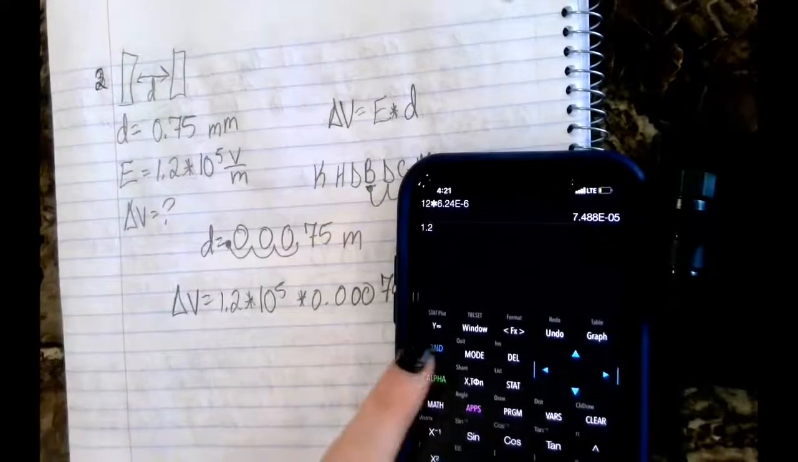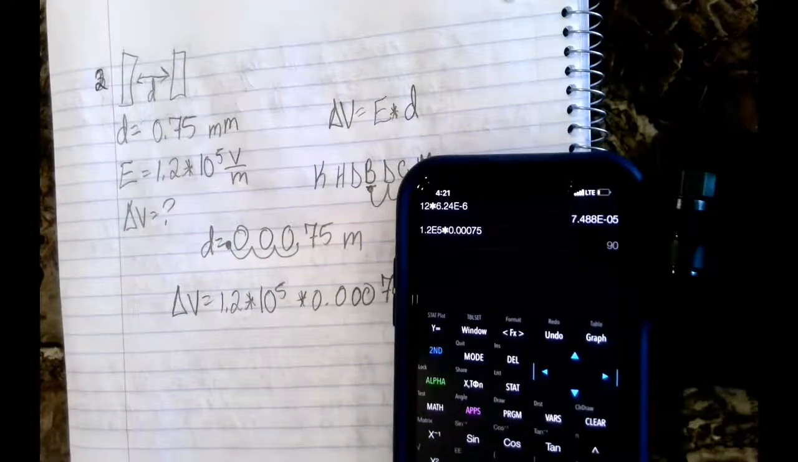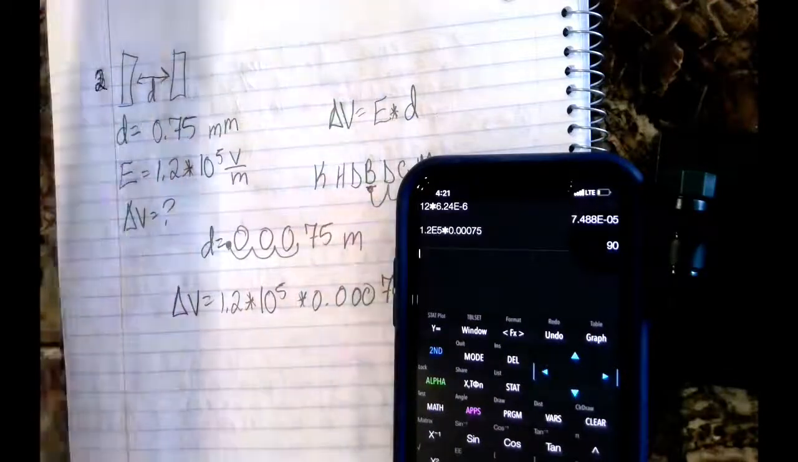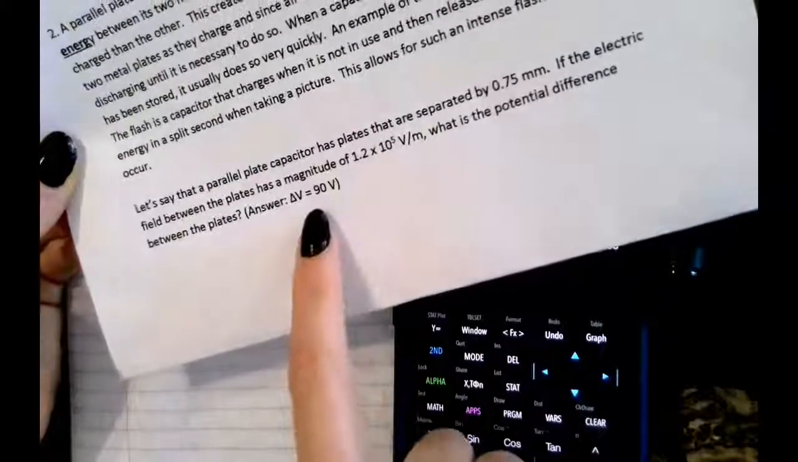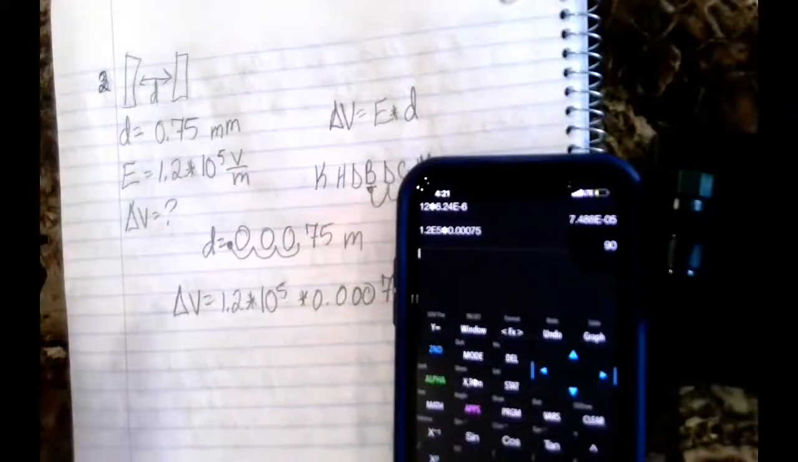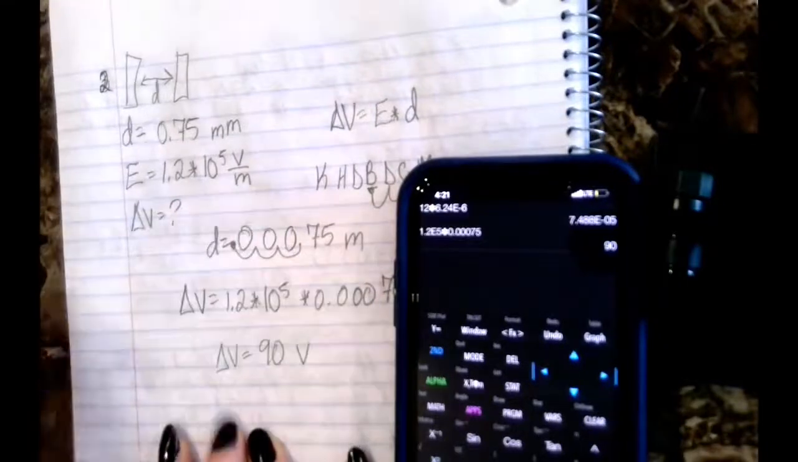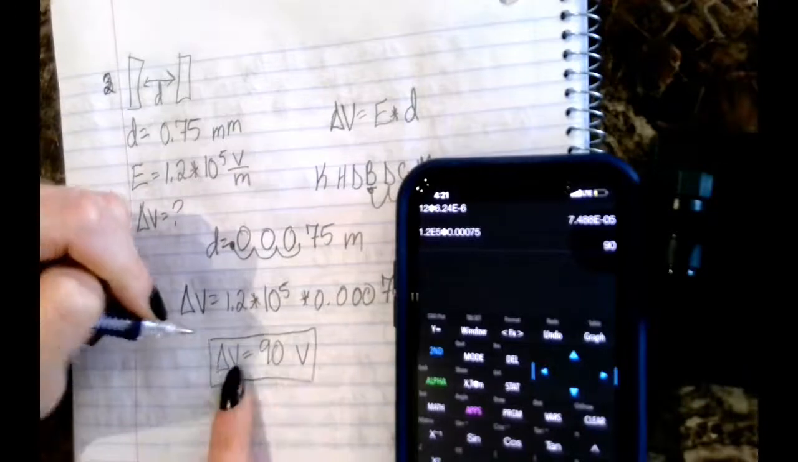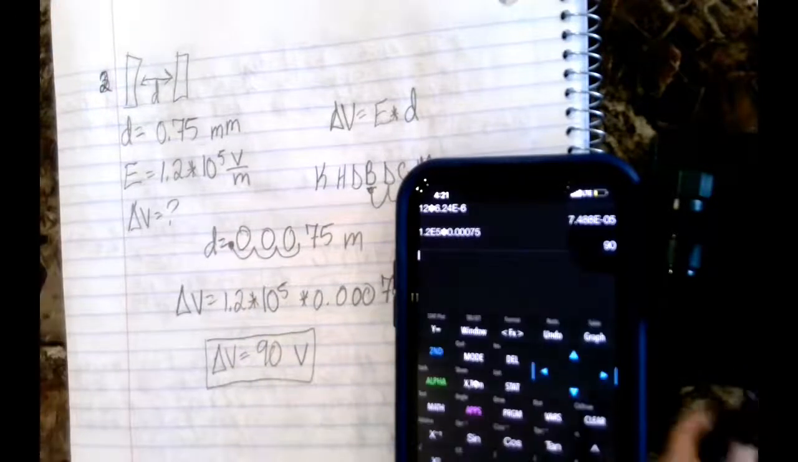1.2 times 10 to the 5 times 0.00075. I'm getting 90. Hey look, this question that was from your independent practice also said we should get 90. Perfect. Delta V equals 90 volts. So remember, regular V is volts, delta V is the electrical potential difference. Make sure you include that delta. I tend to forget it. Don't be like Miss Pop.